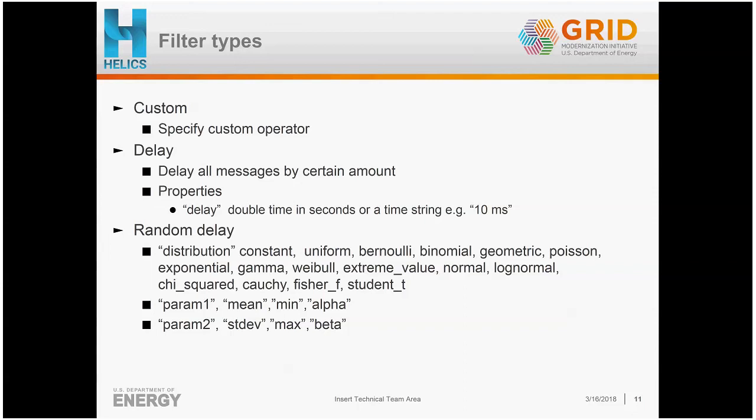units on it. There's a random delay, which allows specification of a number of different types of distributions, and it takes two parameters. Some distributions only use one or none of the parameters, but you can specify the parameter name via any of the values you see on the screen there.